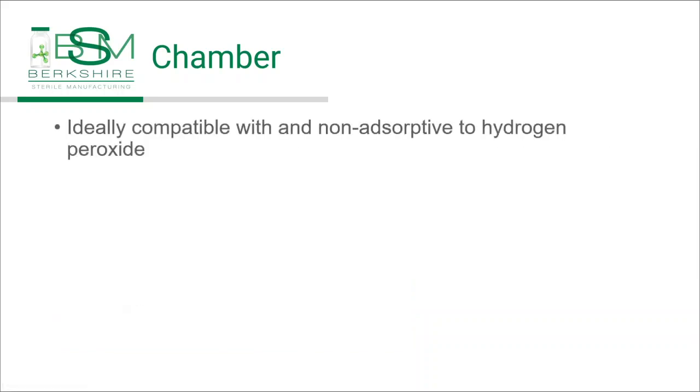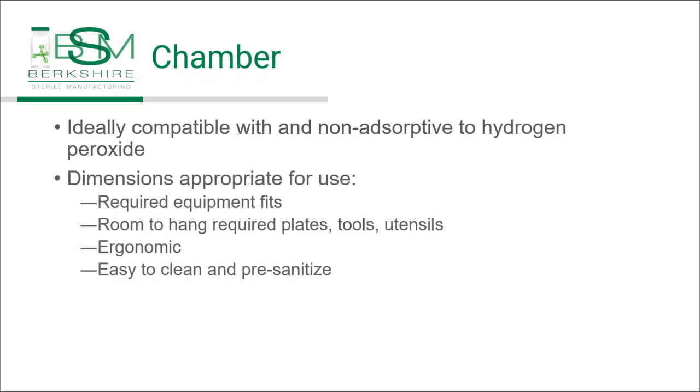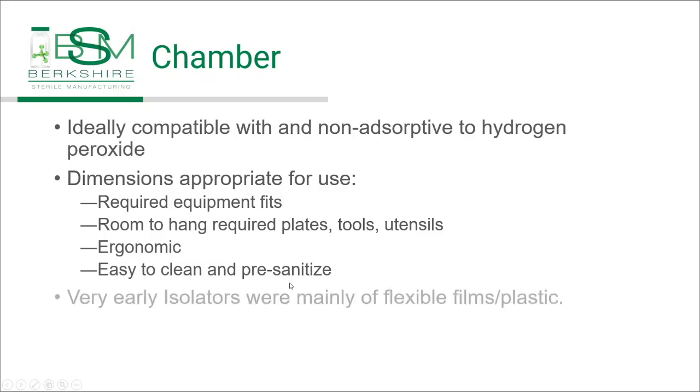Now, what else do we expect from the chamber? Well, ideally, it should be compatible with and non-absorptive to hydrogen peroxide. You don't want something that the hydrogen peroxide is going to corrode, and you don't want hydrogen peroxide to be absorbed to the surface because that's going to take a long time for aeration. The dimensions of the chamber have to be appropriate for the use. You have to be able to fit the equipment that you need inside. You need room to hang required plates, tools, utensils. It should be ergonomic so the operators can reach the areas and the tools inside that they need to. It needs to be easy to clean and to pre-sanitize. And pre-sanitization is very important. We'll talk about this a little bit more later.